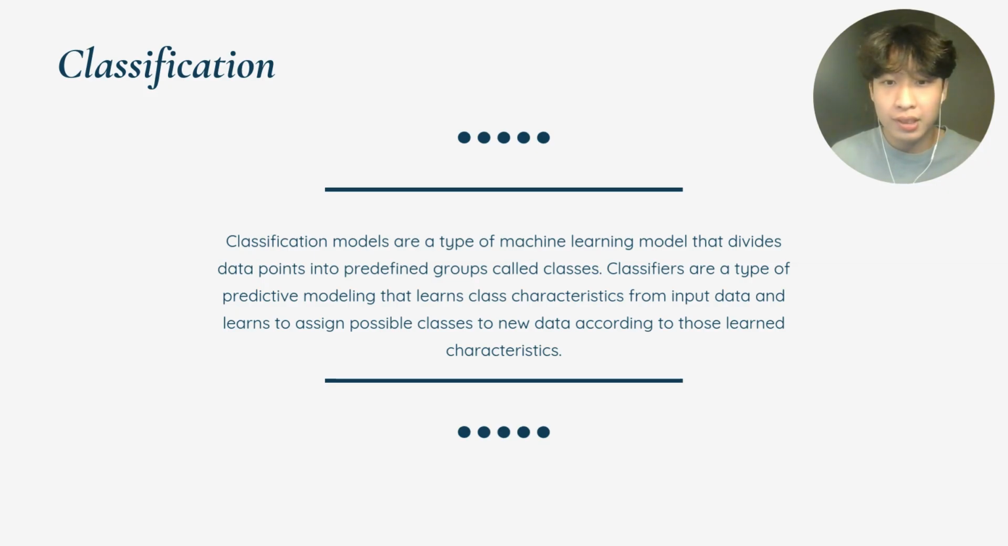So what's classification? Classification models are a type of machine learning model that divides data points into predefined groups called classes. Classifiers are a type of predictive modeling that learns characteristics from input data and learns to assign possible classes to new data according to those learned characteristics.